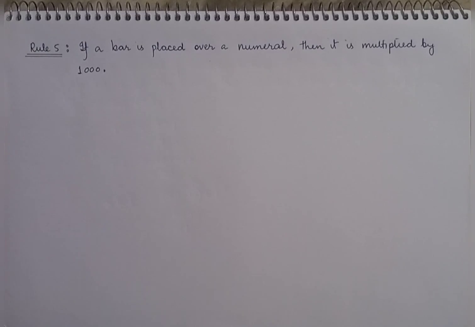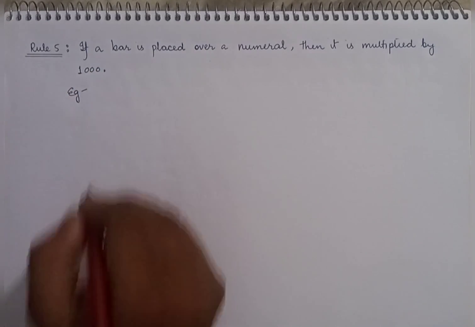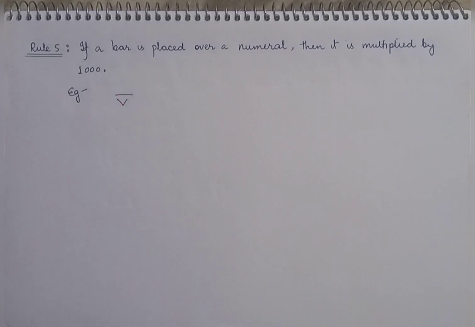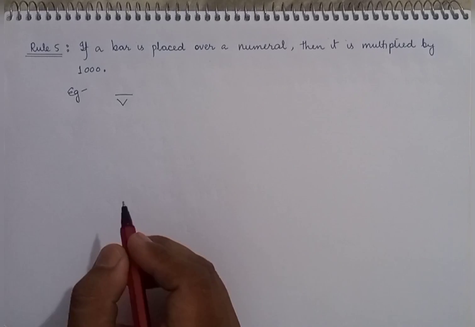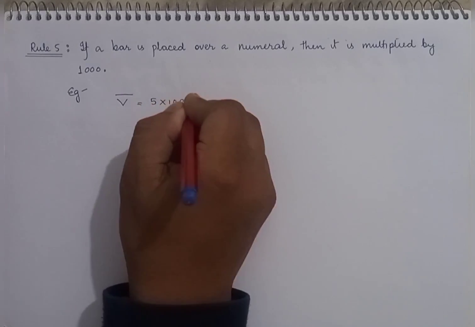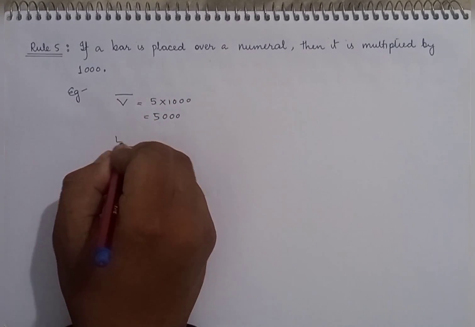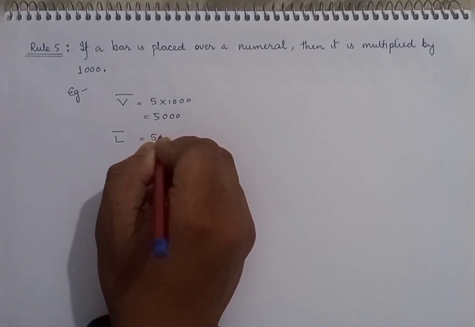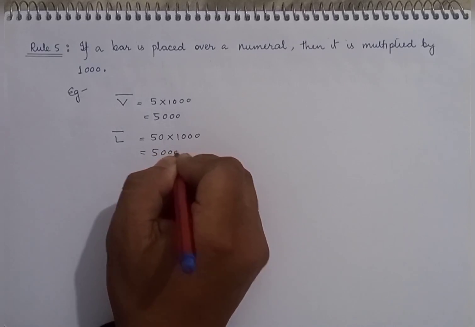Rule number 5. If a bar is placed over a numeral, then it is multiplied by 1000. Very easy to understand and very easy to remember. V bar. Okay. If a bar is written over a numeral, it is multiplied by 1000. 5 into 1000. So this is 5000. L bar. L is 50 into 1000 is 50,000.